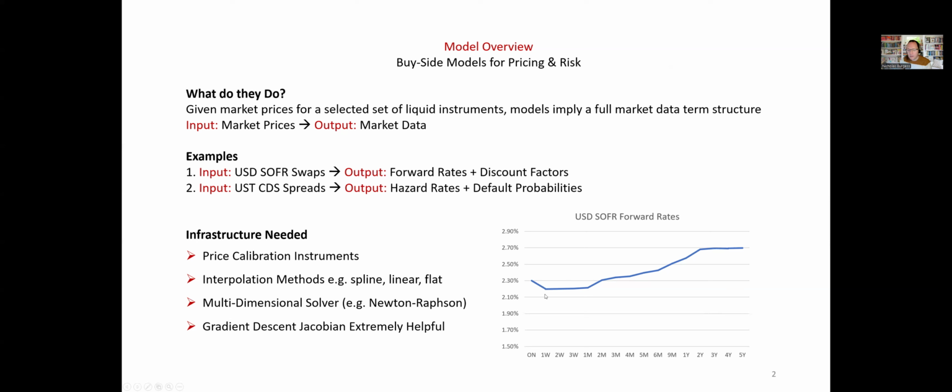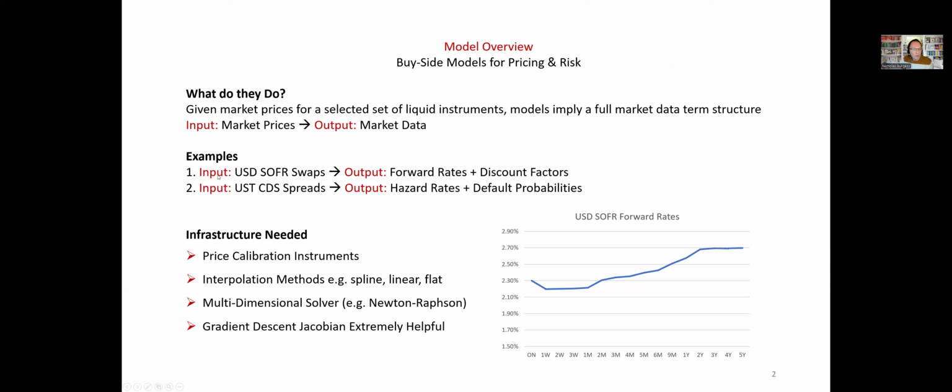So I'm getting market data points for certain time points, but not all time points, and I'm using interpolation to fill the gaps. Here, I think I'm using linear interpolation on this particular example. So this is more of a toy example. But basically, market prices are an input to the model, and the model will then solve and give you as output the market data on all points.